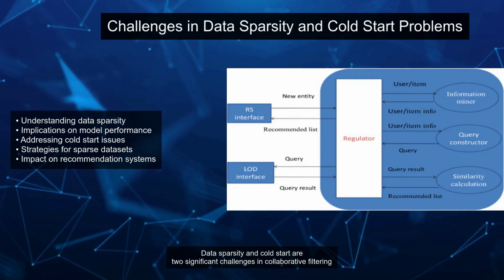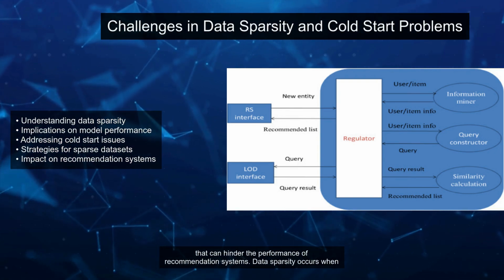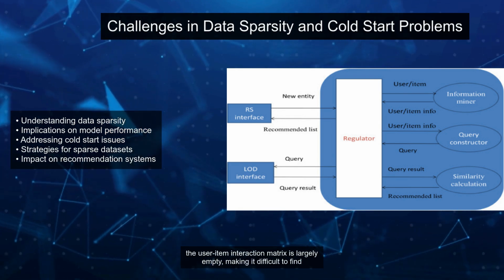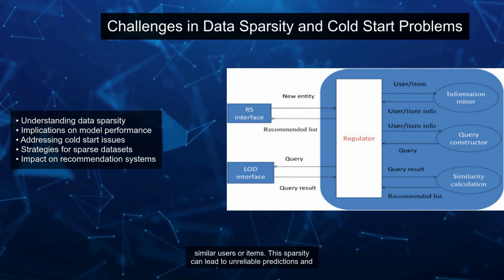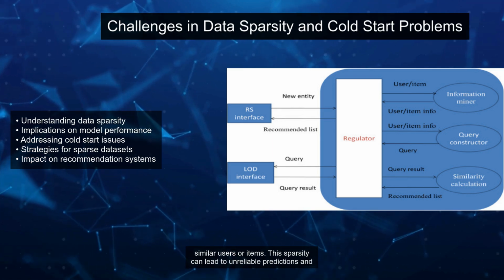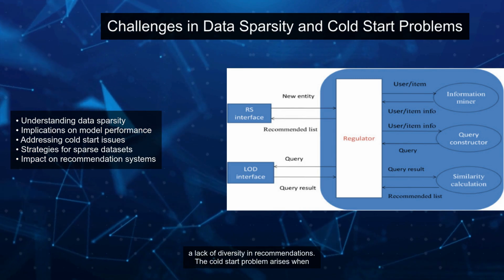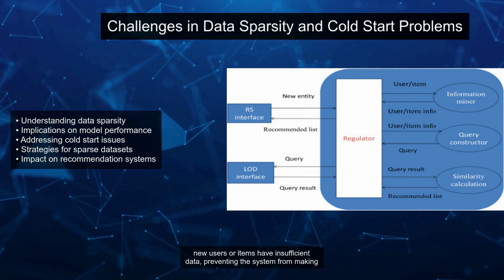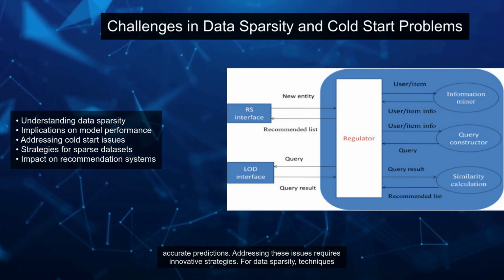Data sparsity and cold start are two significant challenges in collaborative filtering that can hinder the performance of recommendation systems. Data sparsity occurs when the user-item interaction matrix is largely empty, making it difficult to find similar users or items. This sparsity can lead to unreliable predictions and a lack of diversity in recommendations. The cold start problem arises when new users or items have insufficient data, preventing the system from making accurate predictions. Addressing these issues requires innovative strategies.